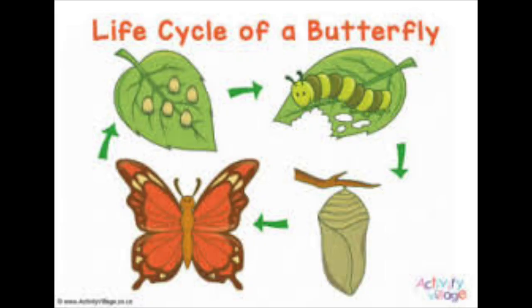Let's go through the life cycle of a butterfly one more time. It starts as an egg. Then it goes to a larva or a caterpillar. Next, it forms a pupa or a cocoon. And last, it turns into a butterfly.